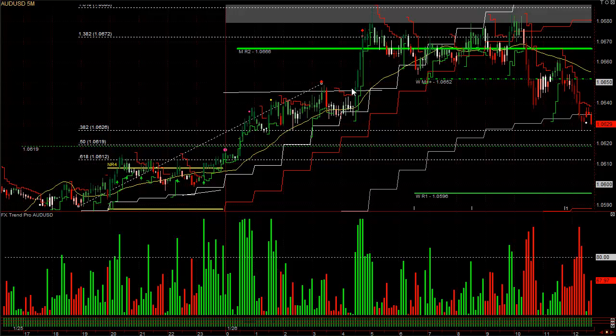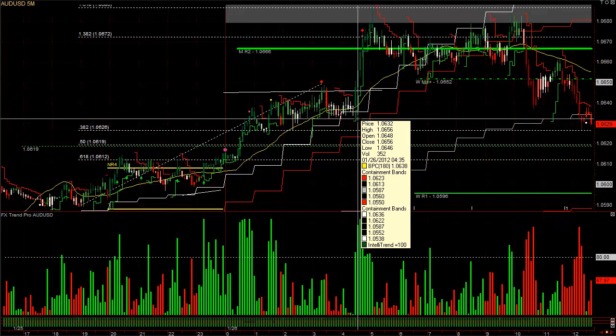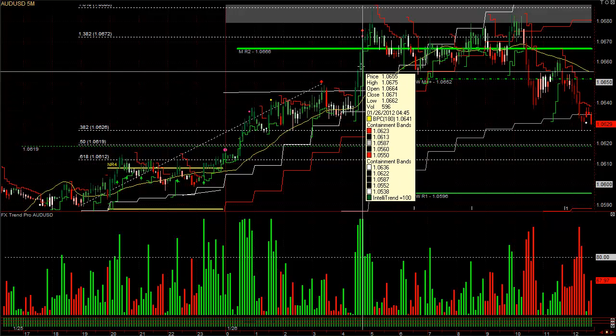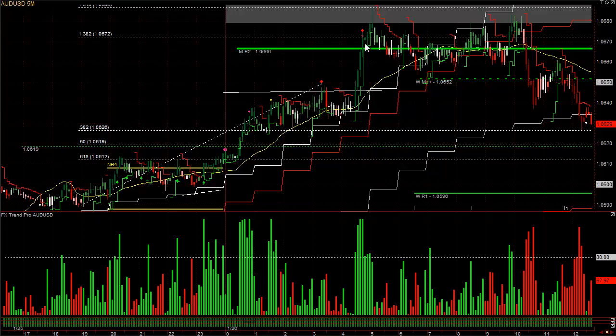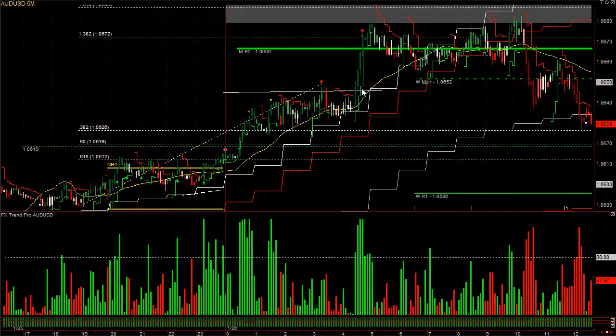So the second trade right here, you would have got in around 48. Put your stop underneath here. And here's your first profit target. Here's your second. Because it's so far above the upper containment band, when it went sideways right here, I would have just exited here at around 74. But that's about a 24, 25 pip profit as well.